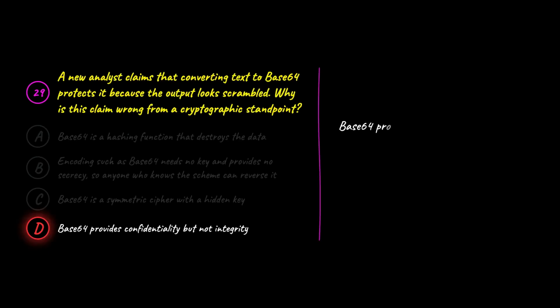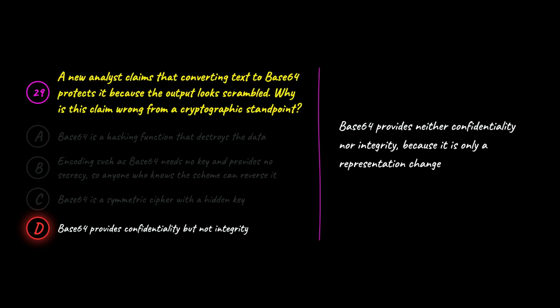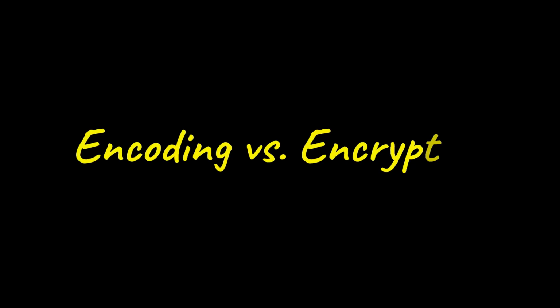D is wrong because base 64 provides neither confidentiality nor integrity, because it is only a representation change. Calling it confidential misstates what encoding does. It's easy to confuse encoding and encryption since both can make data look scrambled, but they serve completely different purposes and mixing them up can be a dangerous mistake.